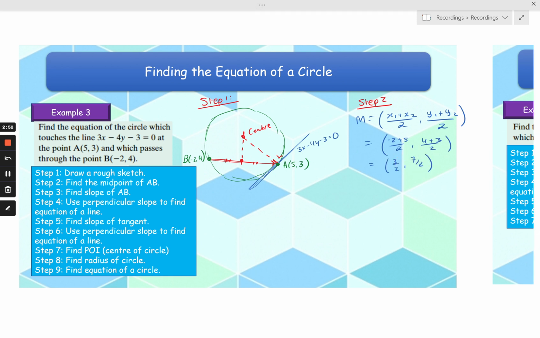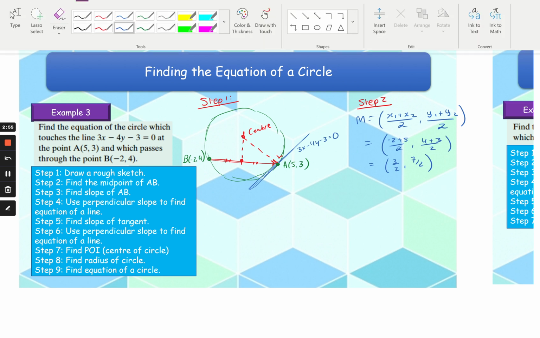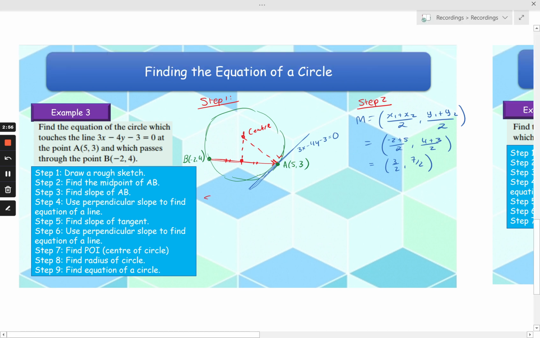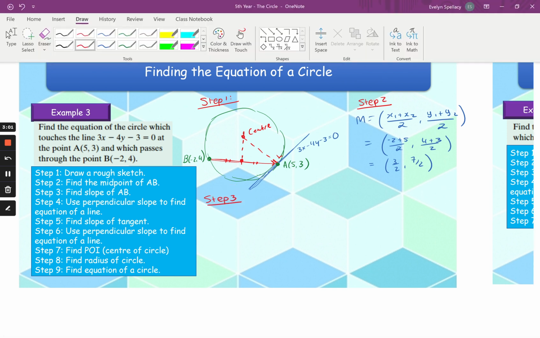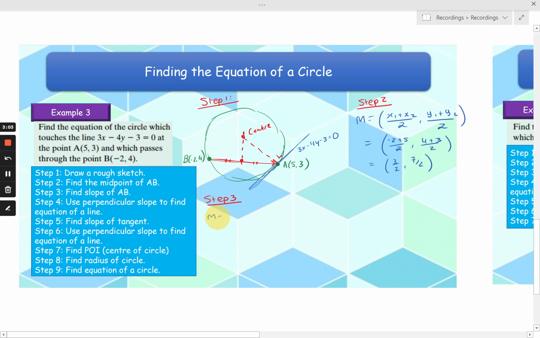My next step is to find the slope of the chord AB. So I'm going to use my slope formula here in step 3. I know my slope formula again from page 18 in my log tables is m is equal to y2 minus y1 over x2 minus x1, which means now I'm going to have 3 take away 4 over 5 minus minus 2. So I get minus 1 over 7. So my perpendicular slope is going to be 7.